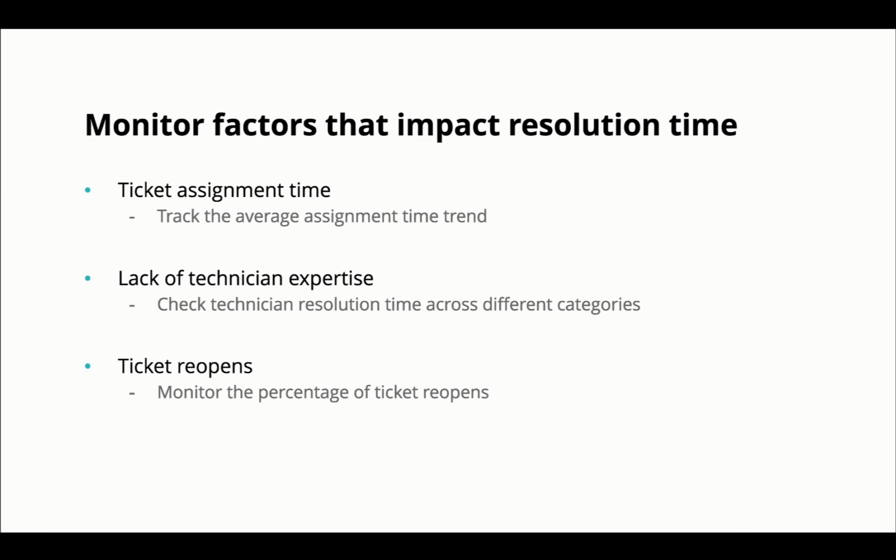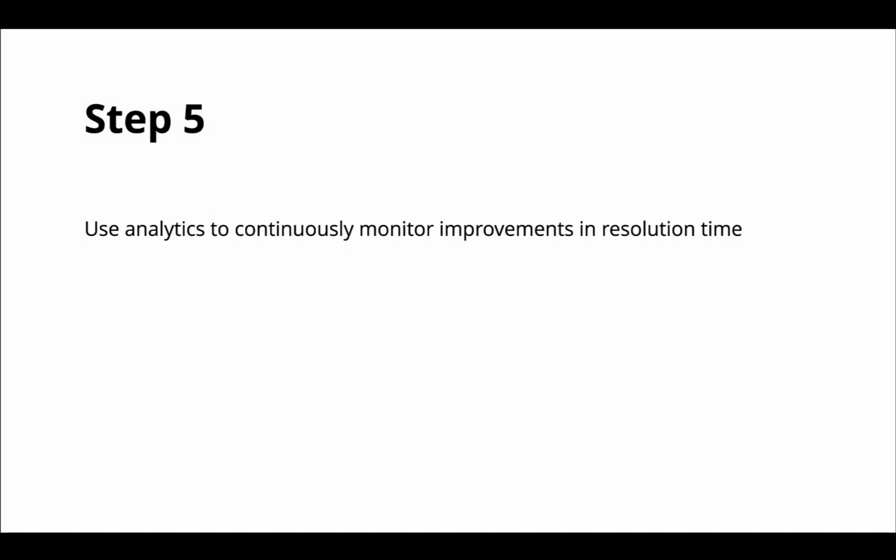Right, so a quick recap of what you can do to combat these different factors. When it comes to ticket assignment time, track the average assignment time trend. When it comes to finding out the areas where your technicians lack expertise, check the technician resolution times across the different categories. And when it comes to ticket reopens, monitor the percentage of ticket reopens. So we looked at how you can take stock or get an idea of the current resolution times. We discussed the factors that cause the resolution time to increase and the ways to monitor these factors and improve them. Now, the all-important step is to continuously monitor resolution times and make sure the changes are making a difference.